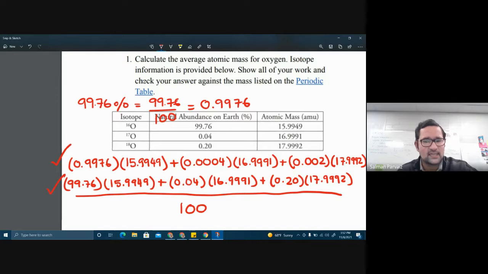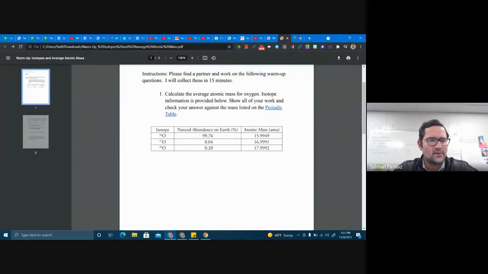There are two ways to calculate the average atomic mass. And when you do that, then you'll come up with the average atomic mass that shows up on the periodic table, because you're taking into account all of the different isotopes of oxygen and their percentages with which they're found in nature. So hopefully that's helpful. And let's see if there is another question that I can do for you.